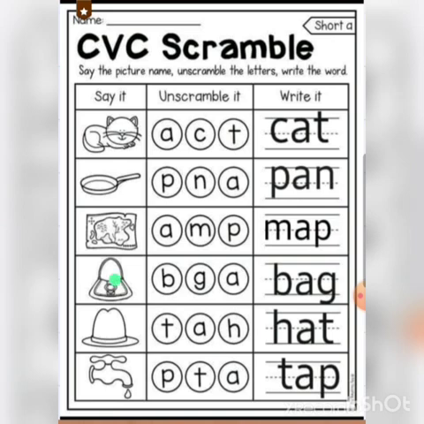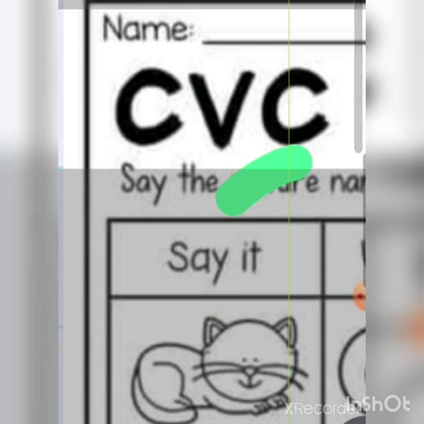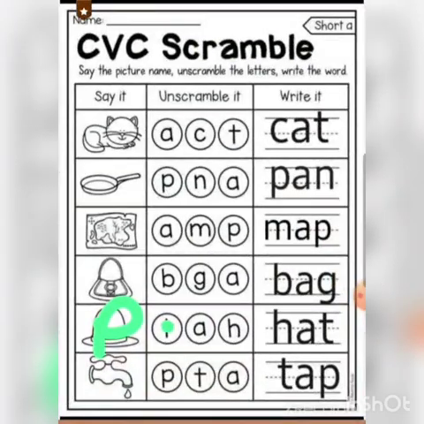Next is bag, B-A-G, bag. The next one is hat, H-A-T, hat. Sorry, let me write it. Hat, H-A-T, hat. And again, the correct word is written over here, H-A-T, hat. And the last one is tap, T-A-P, tap. So this is the way you have to write this work in your English copy.